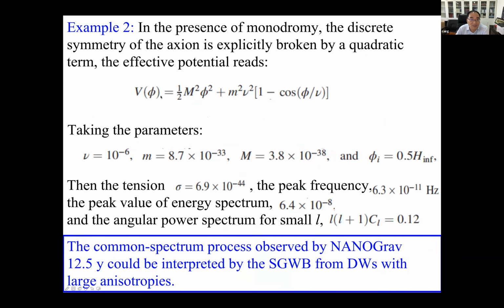Another one, consider the axion model. This is the symmetry. The discrete symmetry is broken by the quadratic term due to this one. If we take the parameters like this one, the tension is this one, the peak frequency is this one, the peak value of the energy spectrum is this one, and the angular power spectrum for this one. This value can explain the common spectrum process observed by NANOGrav in the 12.5 year data. So if this is true, then such a large anisotropy could be observed in the near future.